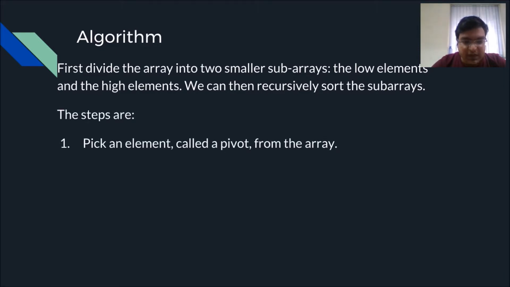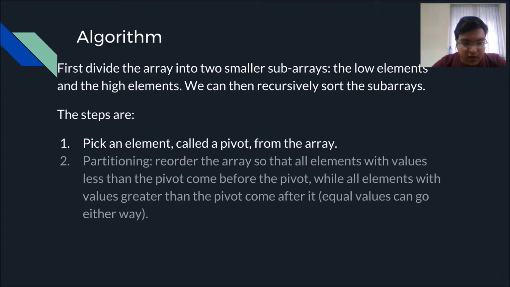First we pick an element, say the pivot, from the array. This can be any element from the array, and we generally select a pivot randomly. Now we partition the array into two parts. The partitioning is based on the way you reorder the array so that all elements less than the pivot come before the pivot and all elements greater than the pivot come after it. The equal values can heuristically go either way.